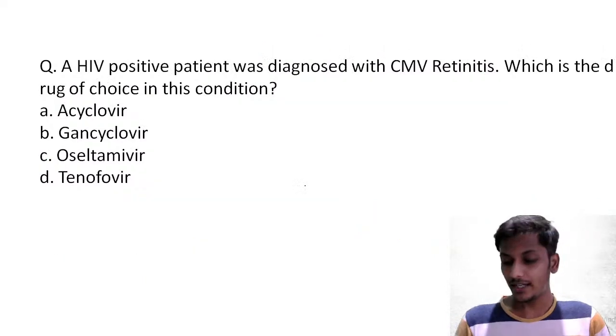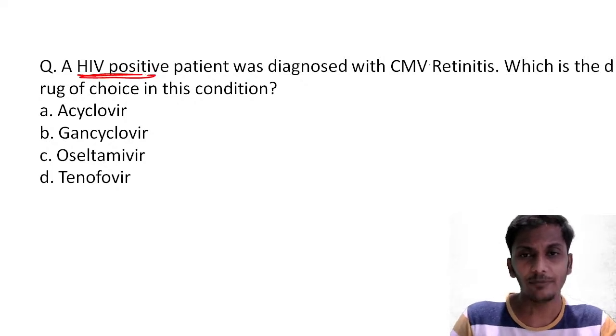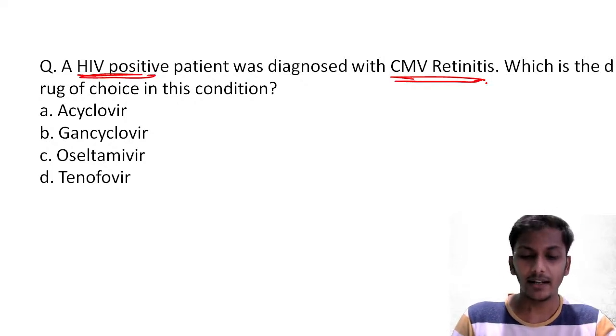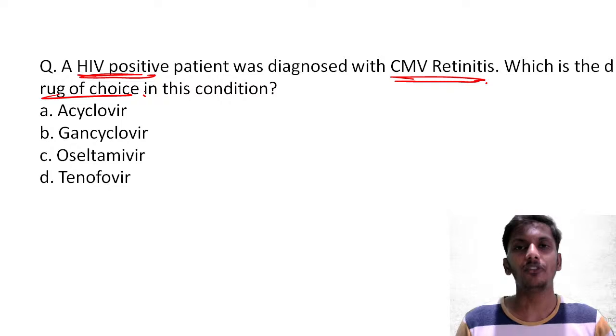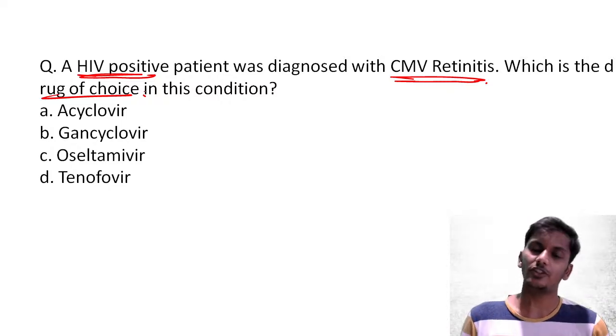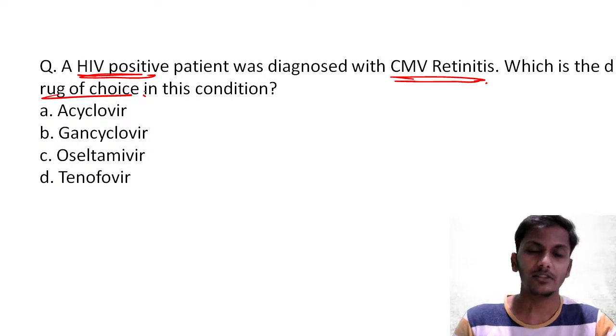Now moving to our next question, guys, which states a HIV positive patient was diagnosed with CMV retinitis. What is CMV? That is cytomegalovirus retinitis, which is the drug of choice in this condition. So we need to find the drug of choice for CMV infection or CMV retinitis. Easy. Now we have simplified the question.